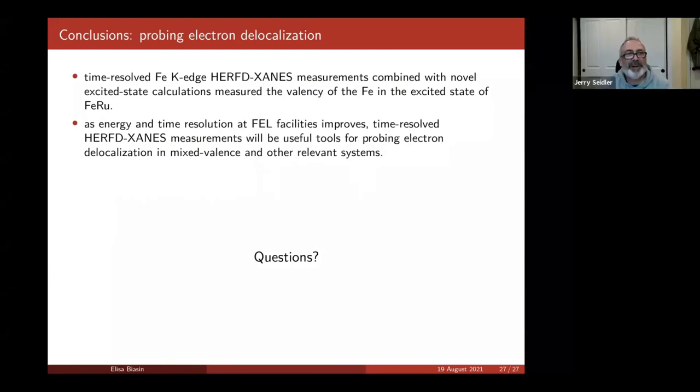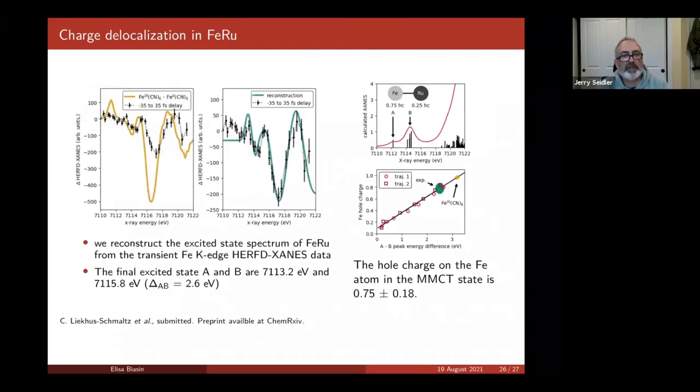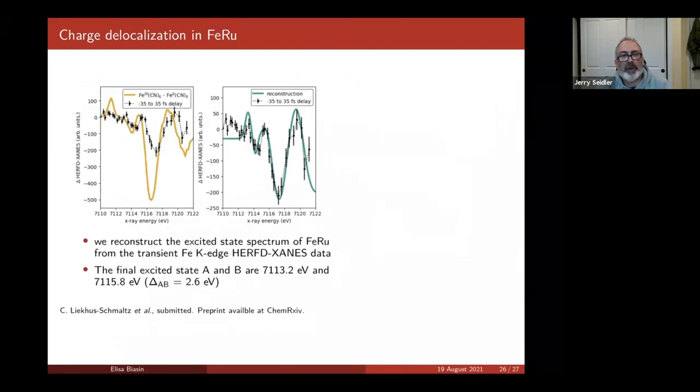Sure, there'll be some final questions. I'll start off with one. You showed how you were getting at the hole population on the iron by looking at the pre-edge features in the XANES. Was there enough counts to try and look at the K beta and how that was changing with time delay, or at these specific time delays?